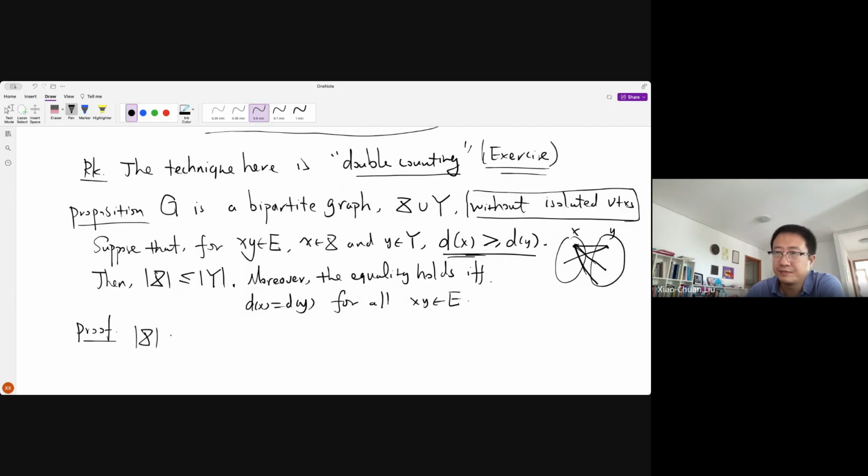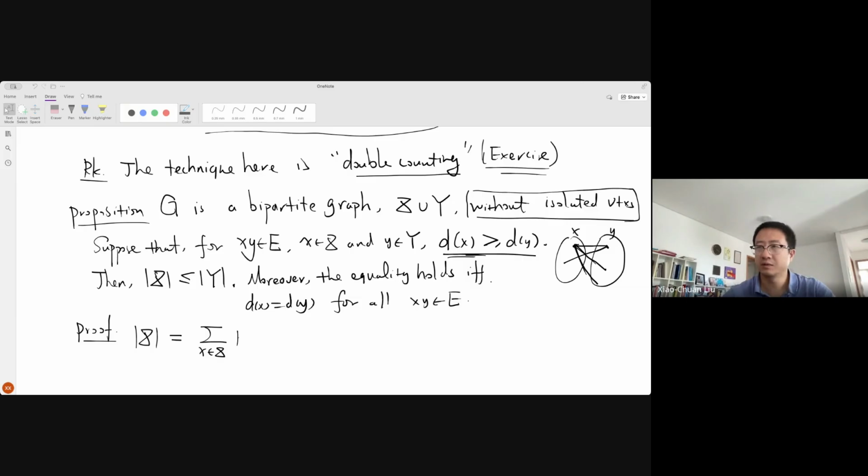So this is just the sum, for example, over x in X. For every x in X, I just sum 1. Are you familiar with this kind of summation notation? Is that okay? Yeah. In graph theory, we do this a lot.